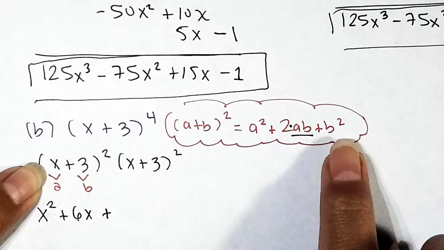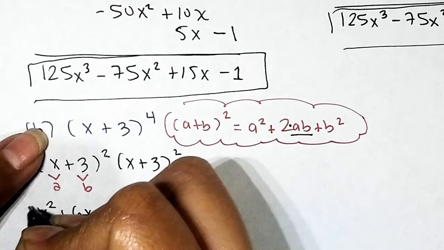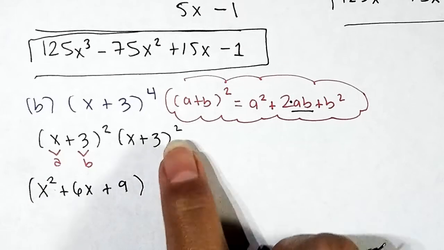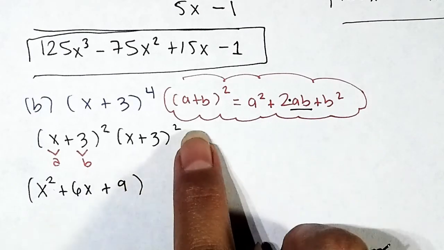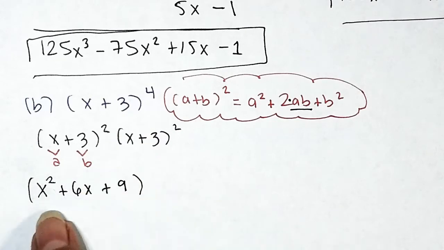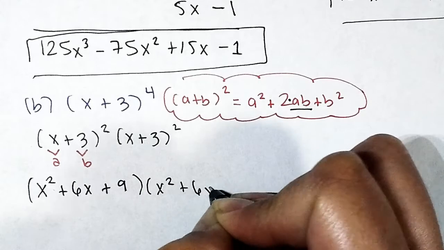Always positive, b squared. The square of 3, that will give you 9. So what are we gonna do next? Same thing, but I'm not gonna rack my brain. I'll copy it. Square of x plus 3, we did it once. Let's take advantage. Same speech: x squared plus 6x plus 9.